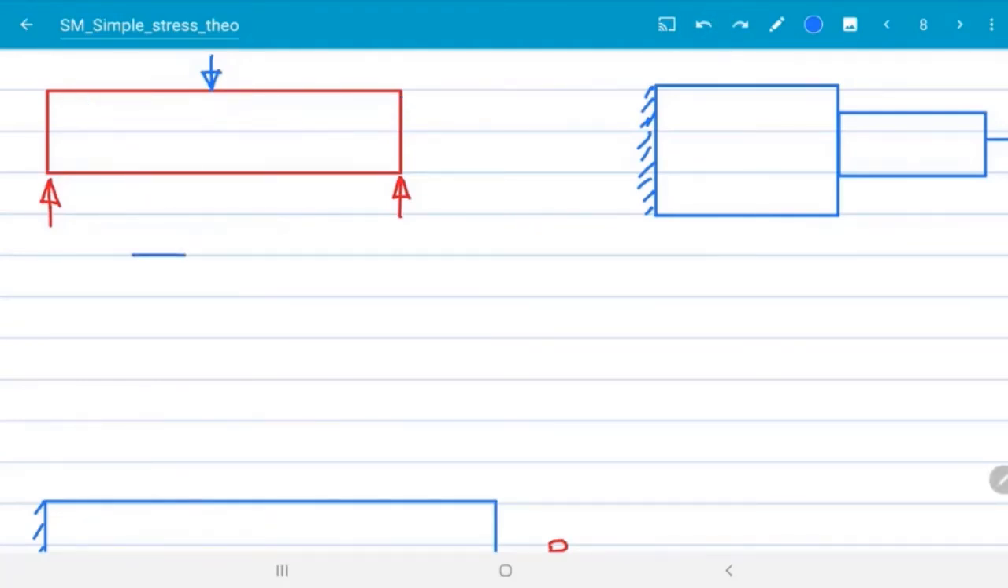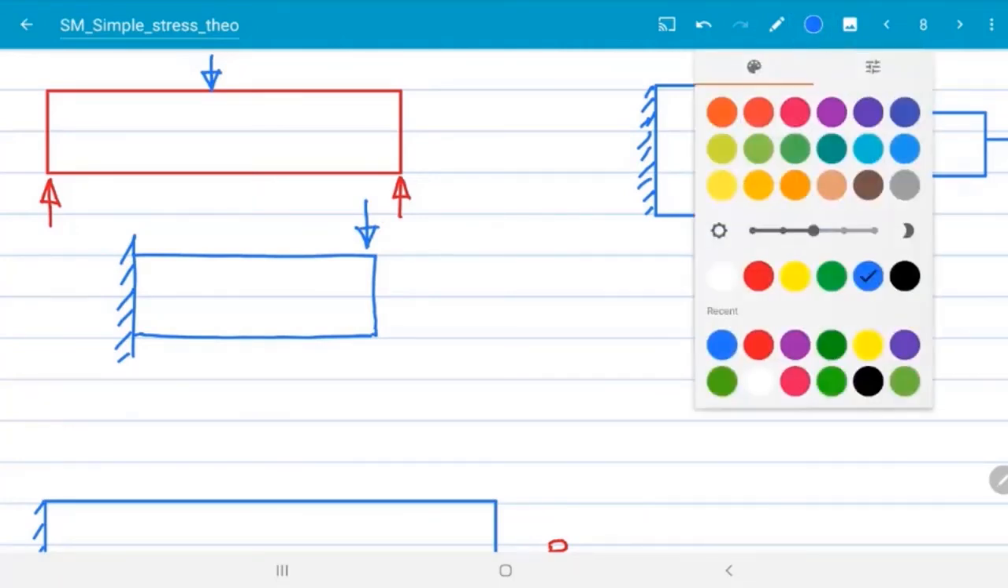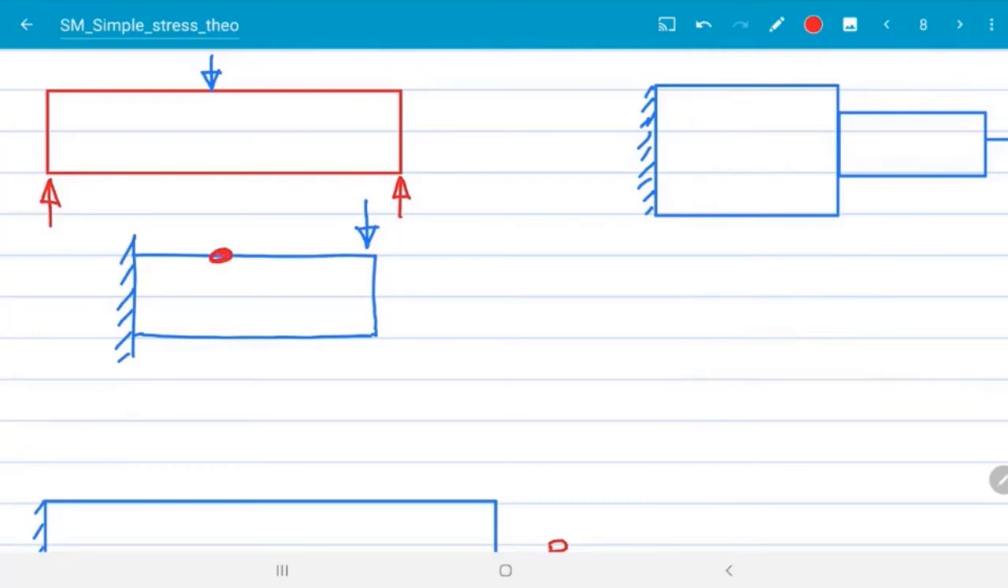Suppose a cantilever beam. The cantilever is subjected to a point load at the free end. Now tell me, what is the stress in the top? What is the stress in the bottom? Top surface tensile, bottom compression. So you are clear about it. Very good, excellent.